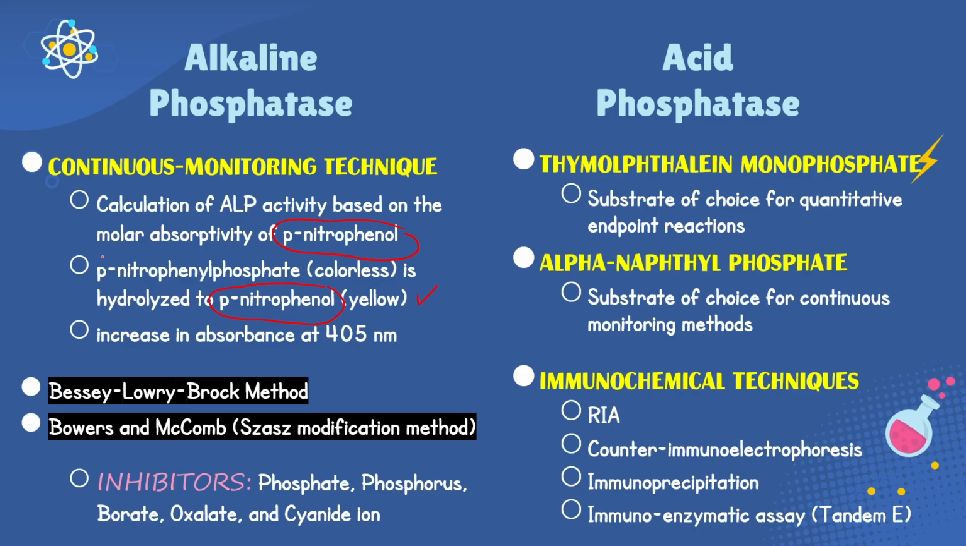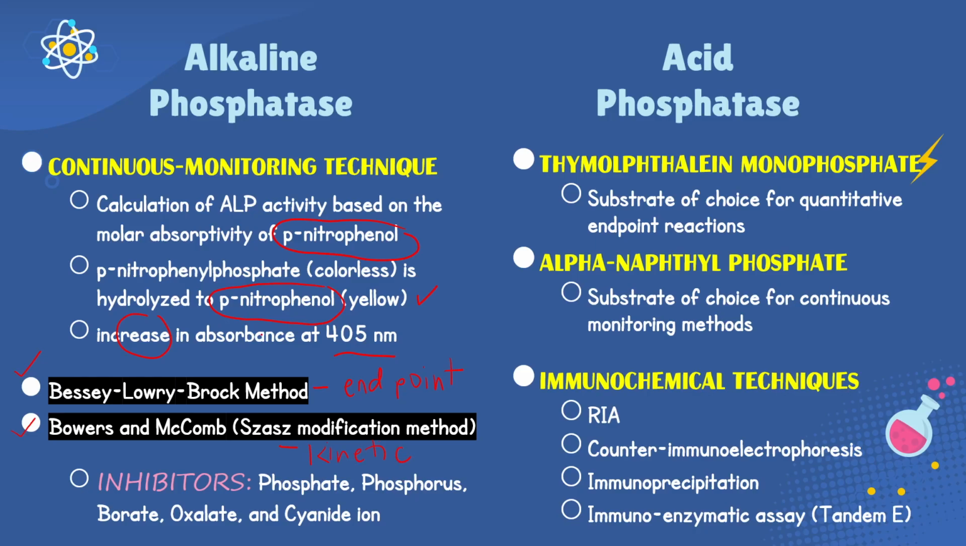So you would get to observe an increase in absorbance, and it is measured at 405 nanometers. Now there are two names of the test indicated here. It actually depends on what type of method we are looking into. For your Bessey-Lowry-Brock, this is an endpoint method. For your Bowers and McComb, which is otherwise known as your SAJ modification method, this is a kinetic method.